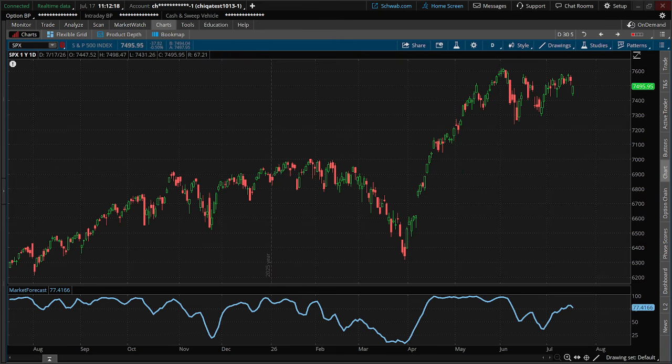Now this is the longer term line right here of the market forecast tool. It's the intermediate term line. Let's go ahead and just go through the process of adding it. We'll explain what it's doing here as well.